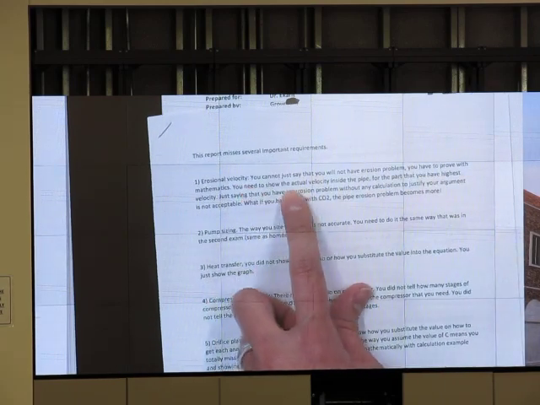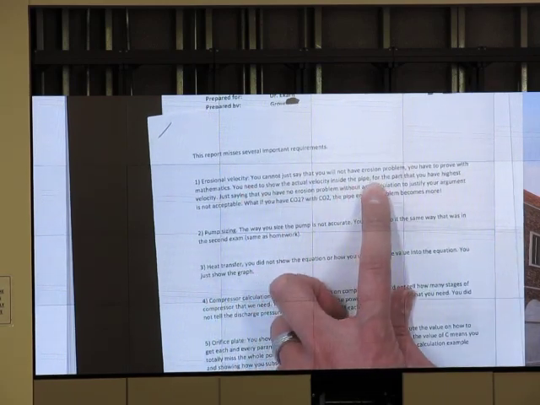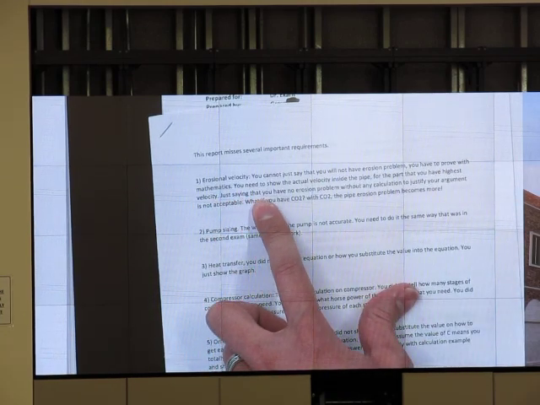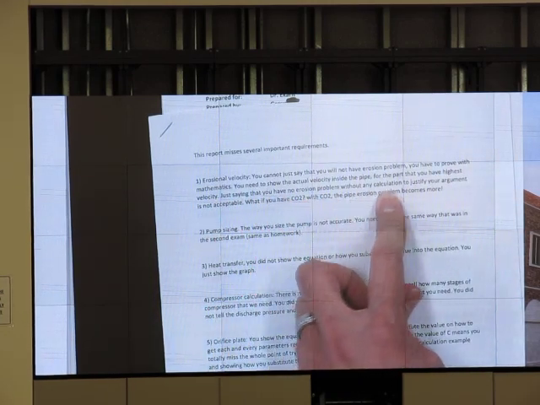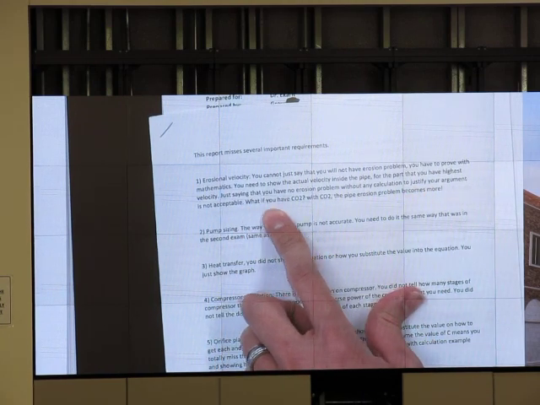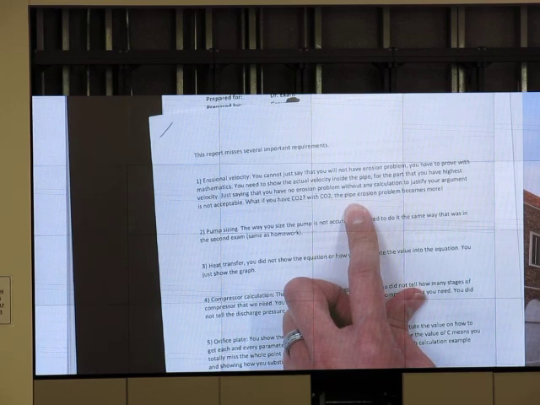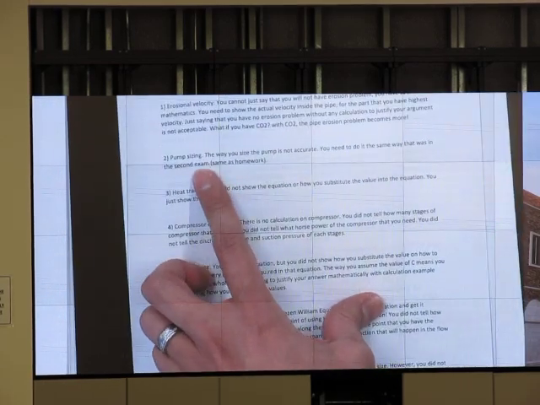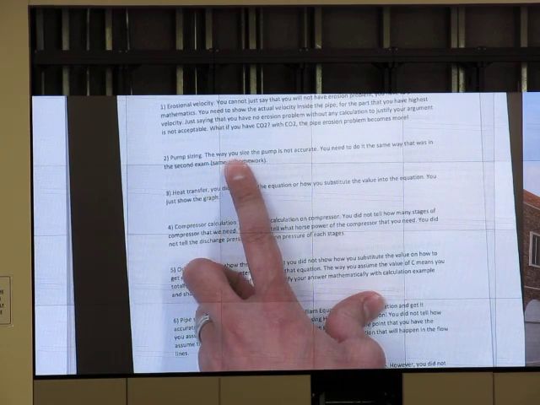You need to show the actual velocity inside the pipe. For the part that has the highest velocity, just saying that you have no erosion problem without any calculation to justify your argument is not acceptable. What if you have CO2? With CO2, the pipe erosion problem becomes worse. Okay. Pump sizing. The way you size the pump is not accurate.